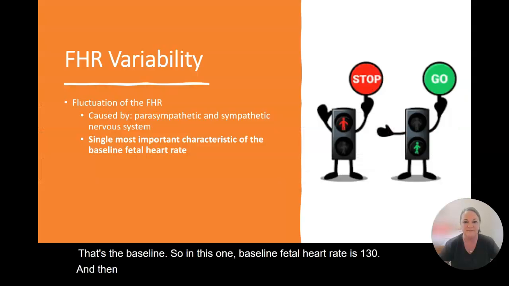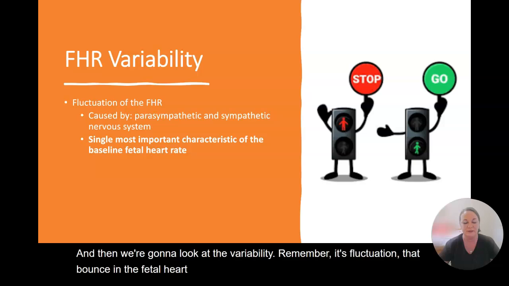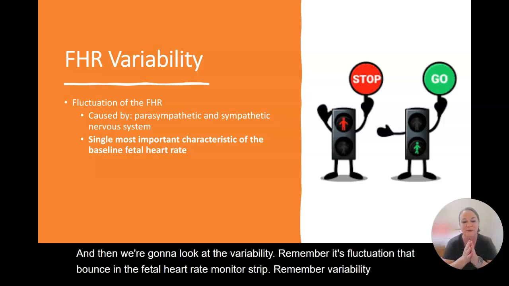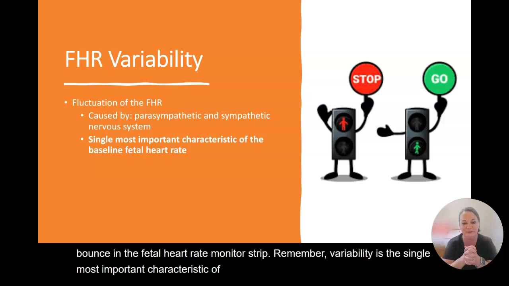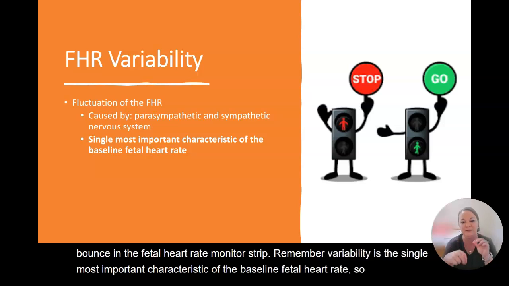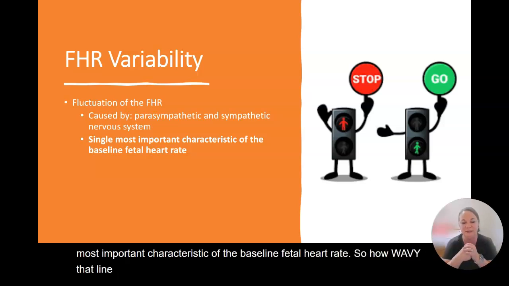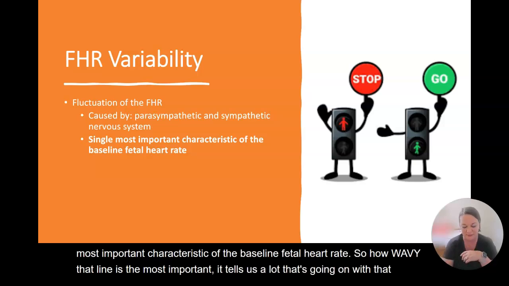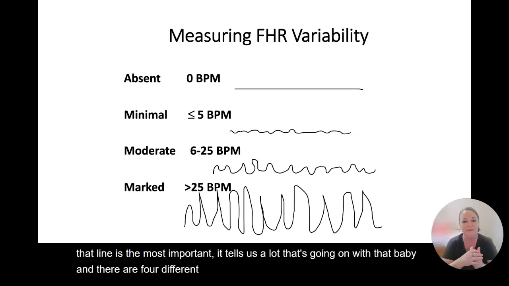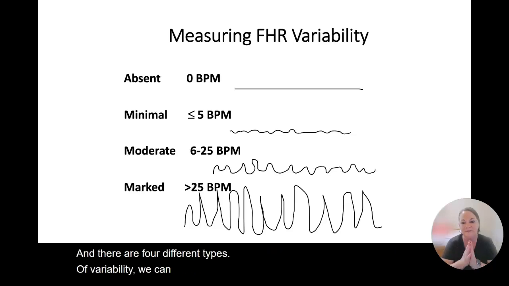And we're going to look at the variability. Remember, it's fluctuation, that bounce in the fetal heart rate strip. Remember, variability is the single most important characteristic of the baseline fetal heart rate. So how wavy that line is, is the most important. It tells us a lot that's going on with that baby. And there are 4 different types of variability. We can have absent variability.